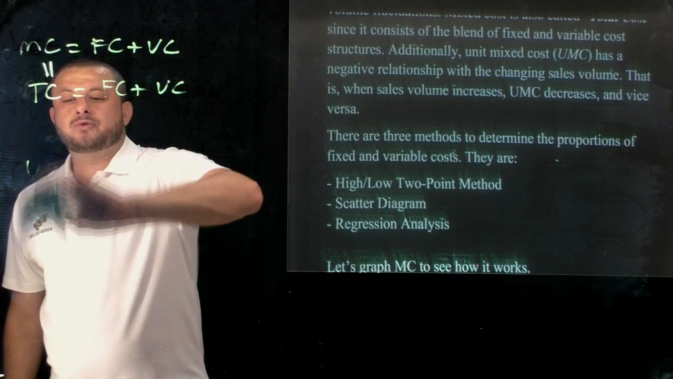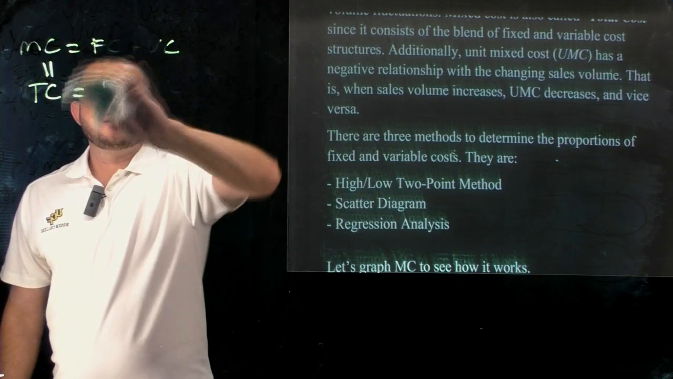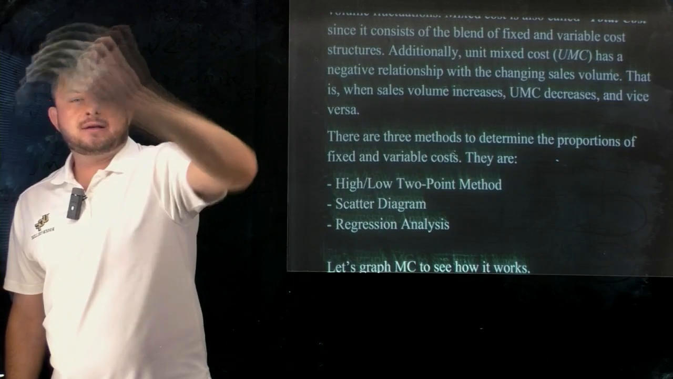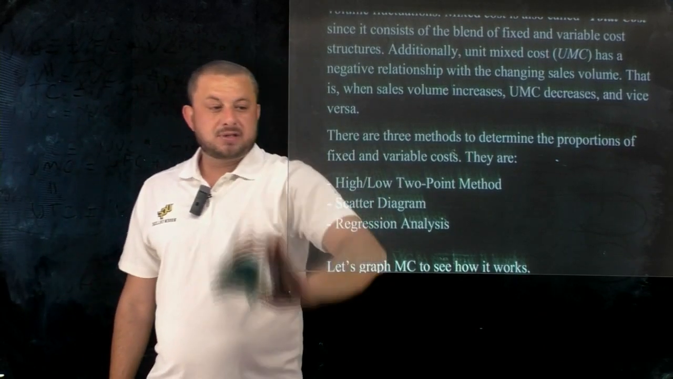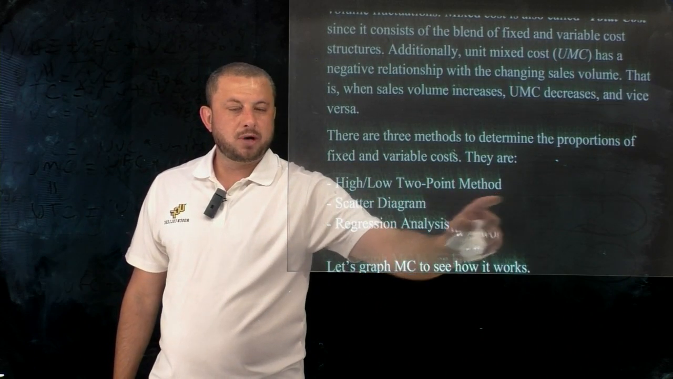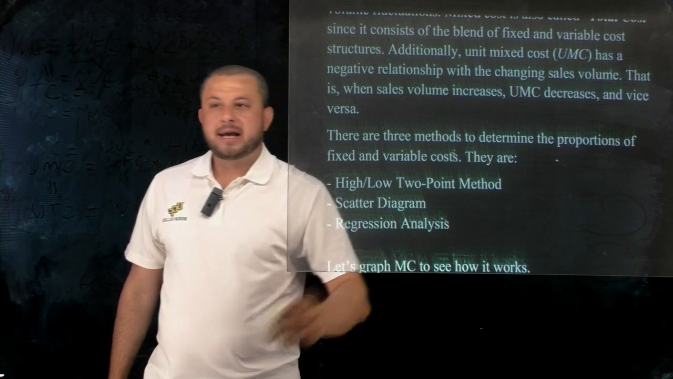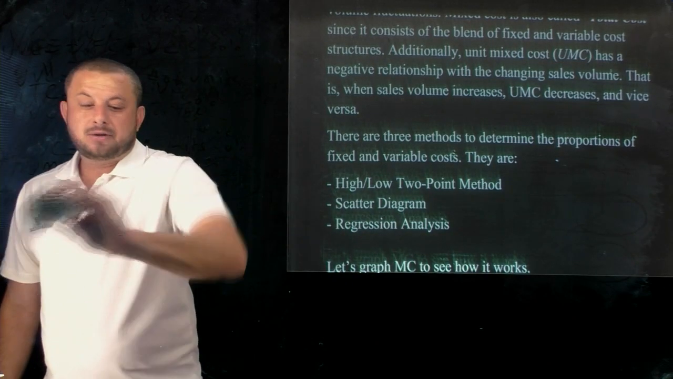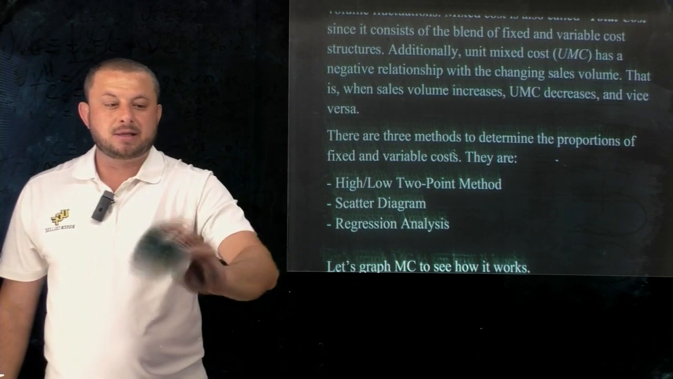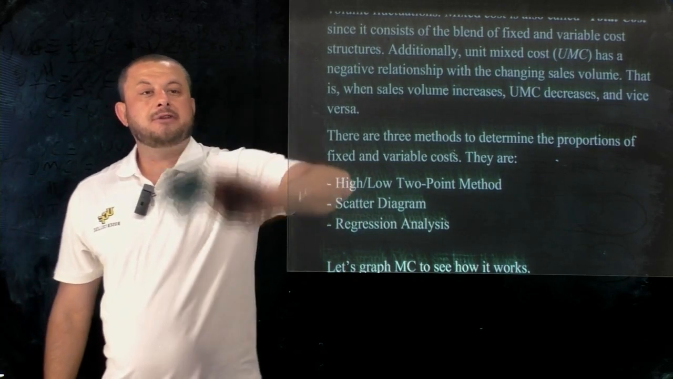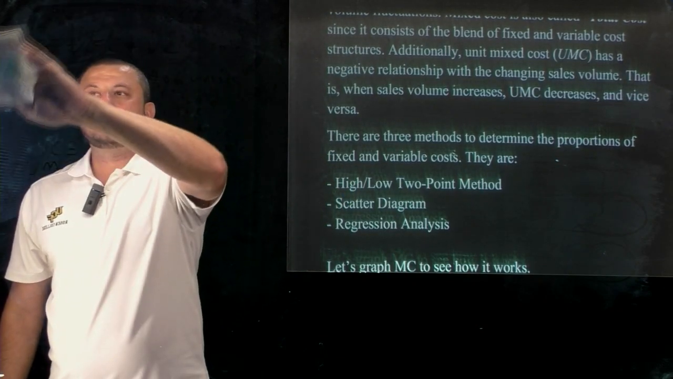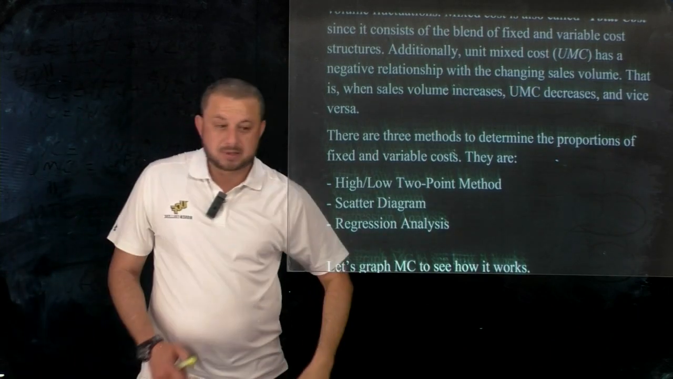Guys, there are methods to find out MC, which is the mixed cost, and UMC, the unit mixed cost. For example, the high-low method right here. You can see right here. Please follow my finger. High-low two-point method, scatter diagram, and/or regression analysis. We are not going to analyze any of these in this lecture, but I'm just giving you a heads up and making you aware that there are different methods that people utilize to find out MC and UMC in hospitality operations, okay?